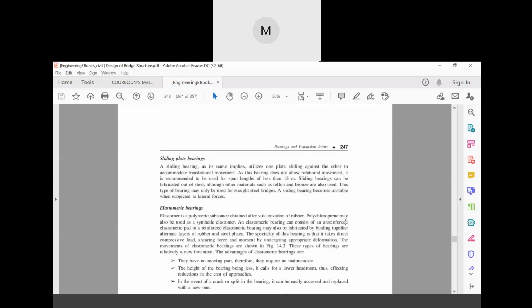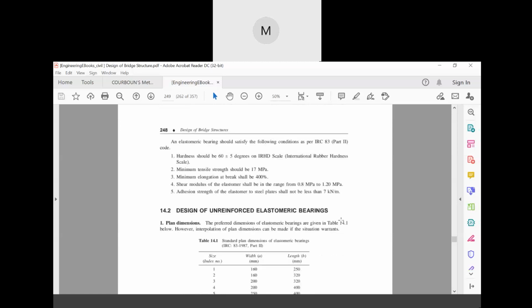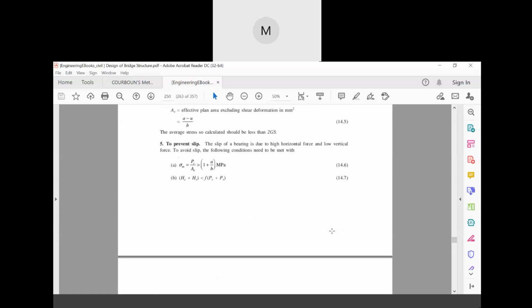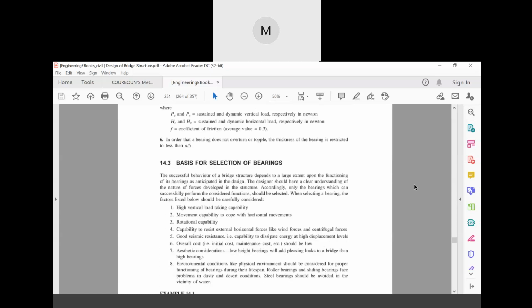Now, I hope up to this point it is clear for all of you. We have some numericals after this, some criteria. So we'll be doing all this. Okay.